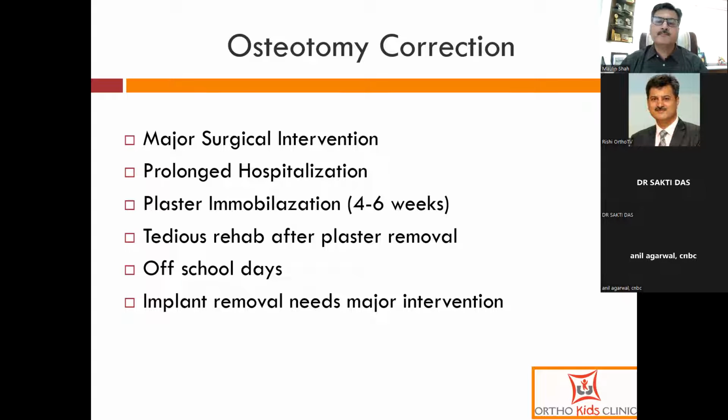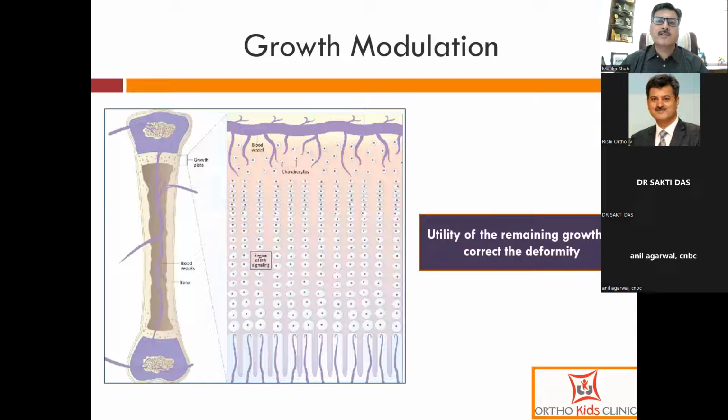So because of these drawbacks, the growth modulation treatment came into the picture. The growth modulation concept is not new. In the 1900s, Phemister started this by destroying the physis on one side, so the opposite side would keep on growing. This was done way back, but due to that, it was used only in patients near skeletal maturity. So growth modulation by definition is utilization of remaining growth to correct the deformity.